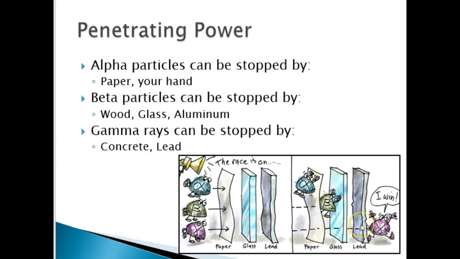Gamma particles are the strongest. They're the ones who can go through anything except for concrete and lead. So that's why we wear those heavy lead blankets whenever we get an X-ray, like at the dentist's office, so that we protect our bodies as much as possible and are only exposing the area, like our teeth, to gamma radiation that we want to be exposed to, and not all of our cells.